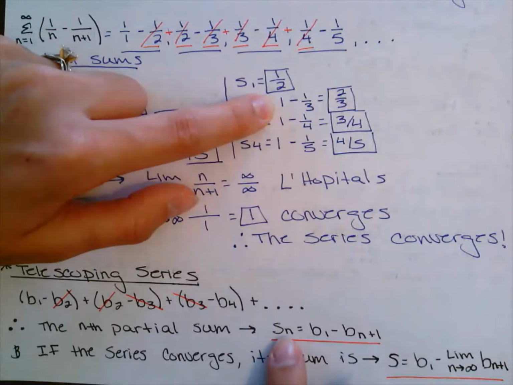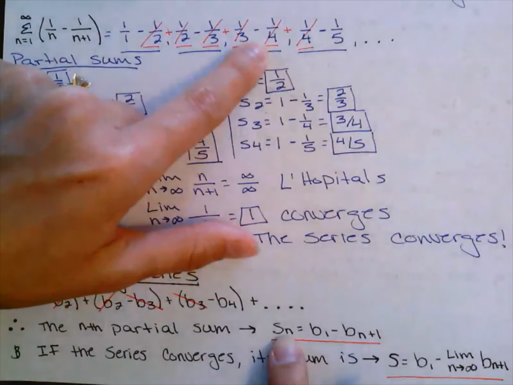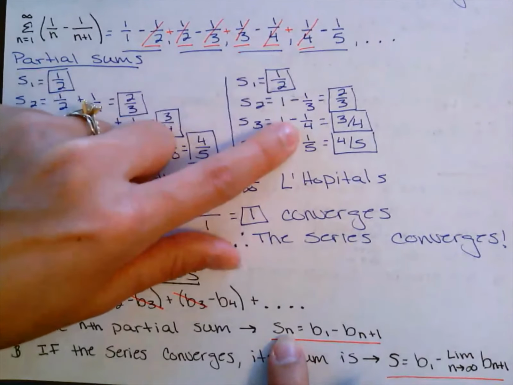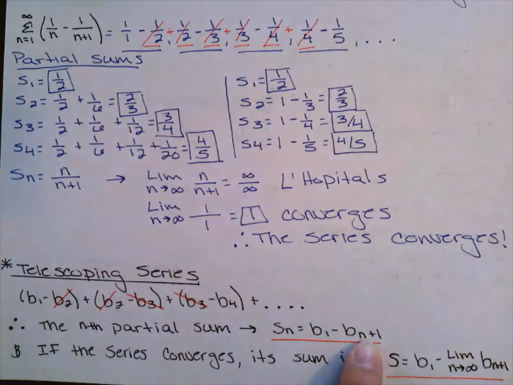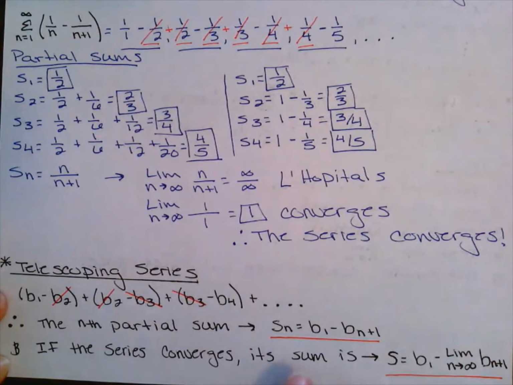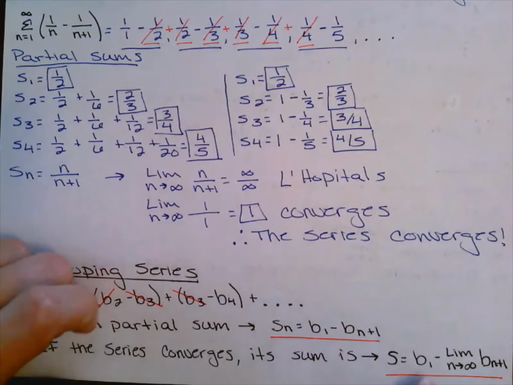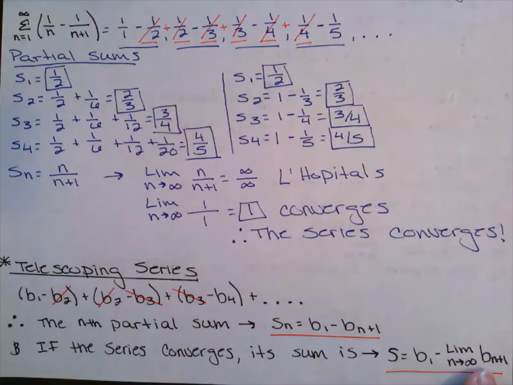So if we want to add the first 3, when we did 1, 2, 3, we were left with that negative 1 over 4. So if it was a third term, 3 plus 1 is 4, and that's why we used the fourth one, right? And then if the series converges, its sum will be the first term minus the limit as n approaches infinity of the last one, which was what we talked about here, okay?